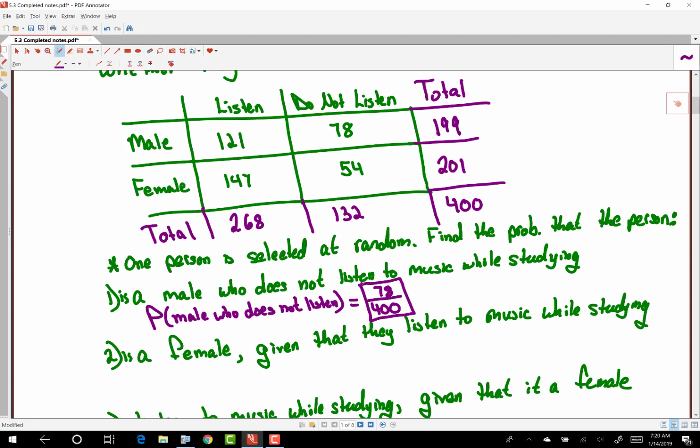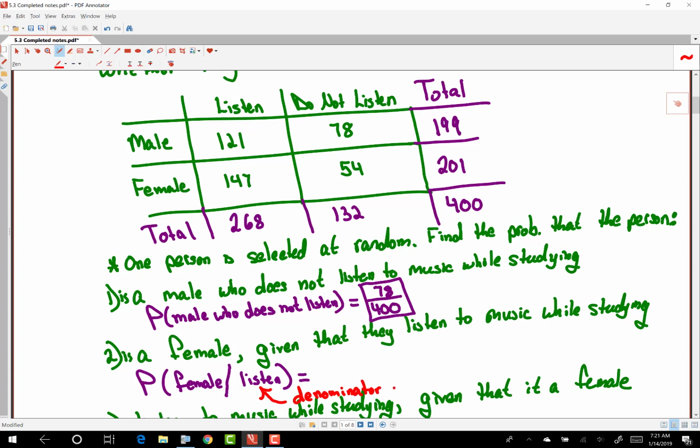Now let's take a look at number 2. Number 2 says find the probability that the person is a female given that they listen to music while studying. So writing that out, we're looking for the probability of a female given that they listen. Whatever that given condition is, that comes second in your symbolic notation. It comes after the slash. And that's going to give you your bottom number. So the ones who listen, that's how we're going to get our denominator.